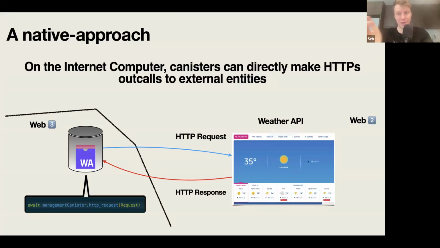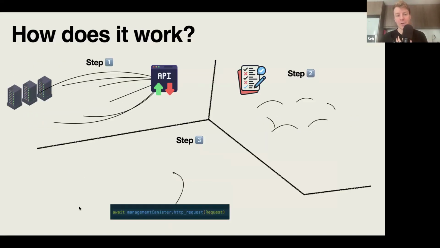So on the IC, it's different. There are still some security and trust assumptions that I will go into, but the approach is more native in the sense that canisters can directly make HTTP outcalls and they don't need an external service. So it's actually baked into the protocol. And as a developer, it feels very natural, and you can just request any HTTP request through the management canister. So I'll explain what is the management canister. And it's as simple as doing this await management canister.http request, then your request, waiting for the answer and processing the answer.